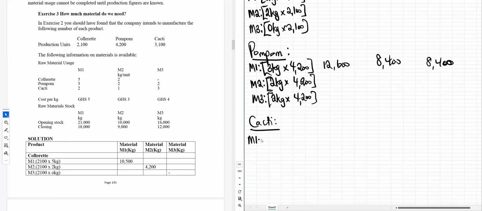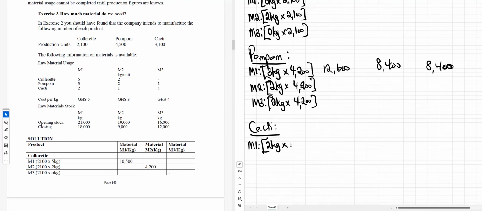So M1, 2 kg, right? It's 2. But how many units did we produce for cacti from our production? 3,100. Then material M2, 1 kg, we produce 3,100. Then M3, 3 kg. We produce 3,100, right?